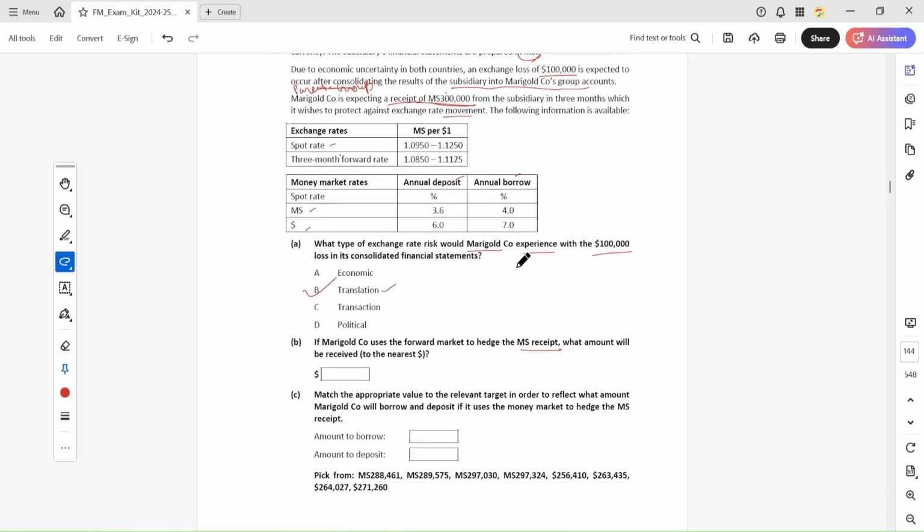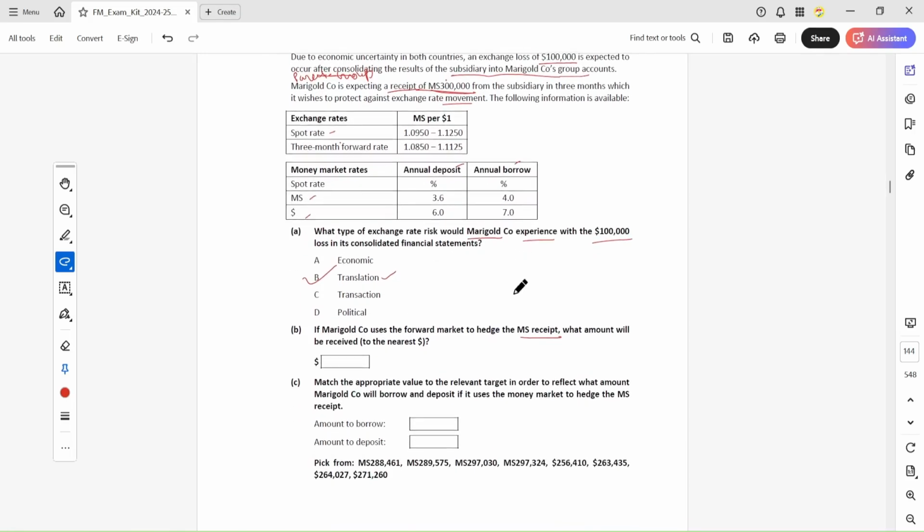If Marigold company uses the forward market to hedge the receipt, what amount will be received? Okay, forward market to receive in 3 months, so we will use the 3 month rate. How much are we receiving? 300,000. Which rate do we have to use? Because we are receiving, we receive less. When we receive less, we have to divide by the higher rate. Which one is the higher rate? This one. So we divide by this 1.125. What is the answer? $269,663. Okay.